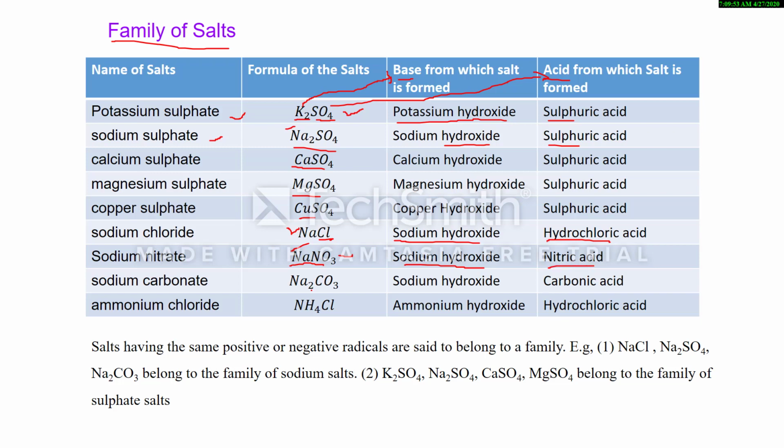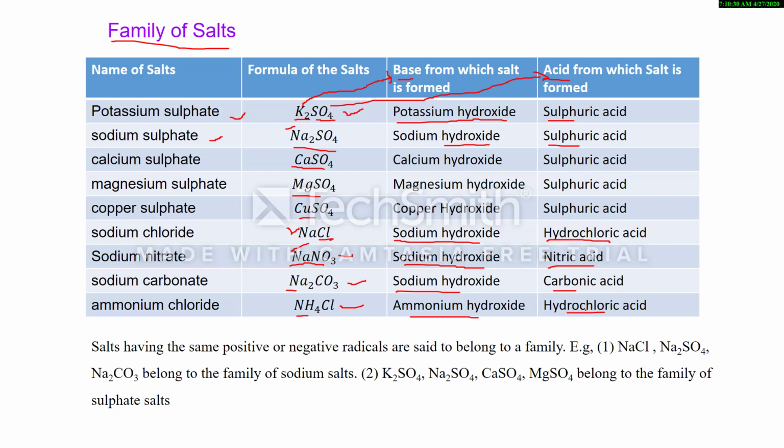In the same way, this is Na2CO3. Na comes from sodium hydroxide, and this is carbonate. Carbonate, again try to remember, that is H2CO3, carbonic acid. This CO3 is coming from carbonic acid. Is that clear? Now this is NH4Cl. We already discussed which base this comes from. This is from ammonium hydroxide, and Cl is from hydrochloric acid. So you must be able to write the names of the acid and base from which a salt is produced.